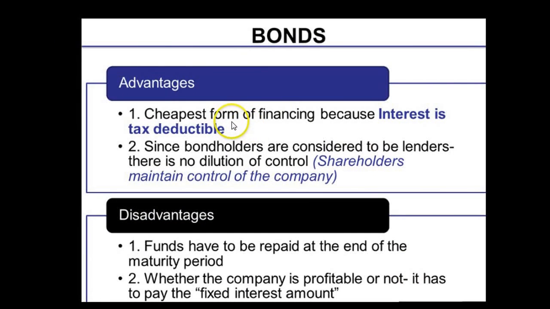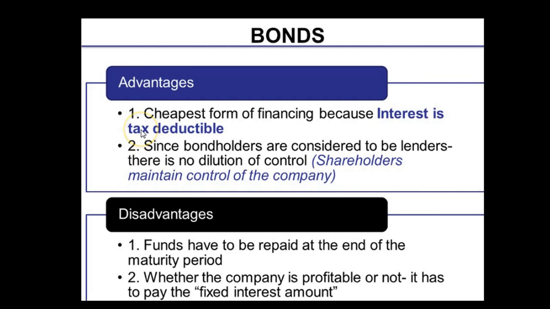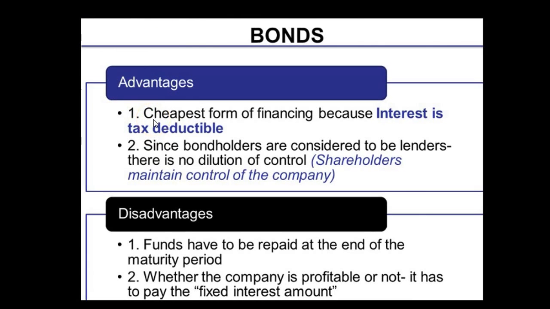In case of bonds, the advantage of the bond is that it is the cheapest form of financing because the interest on the bond is tax deductible, which means the company which is issuing a bond has to pay a fixed interest to the bondholders. But this interest which a corporation pays, they can claim as a deduction in tax. So therefore, this reduces the tax liability of the company because it gets a tax benefit on paying interest.